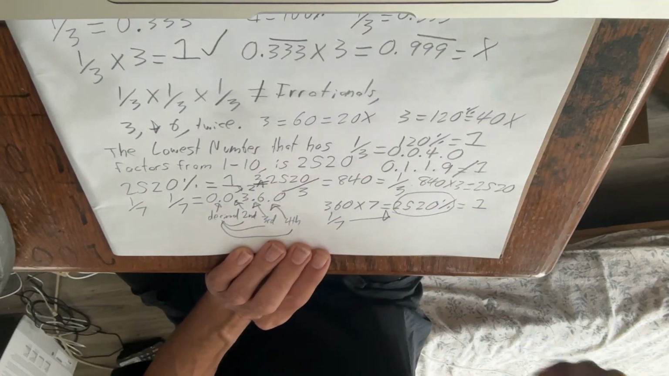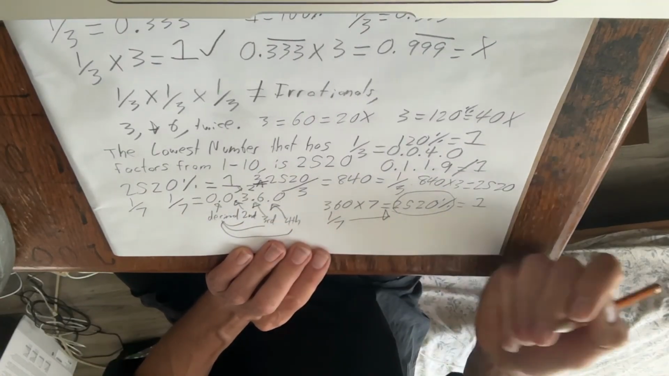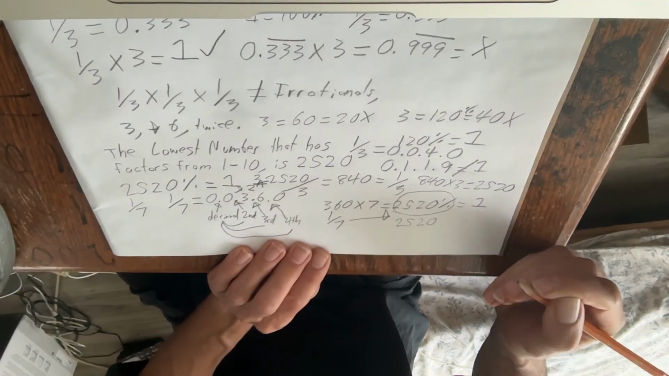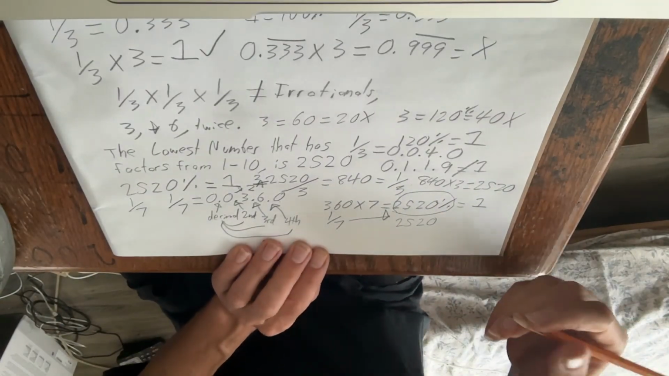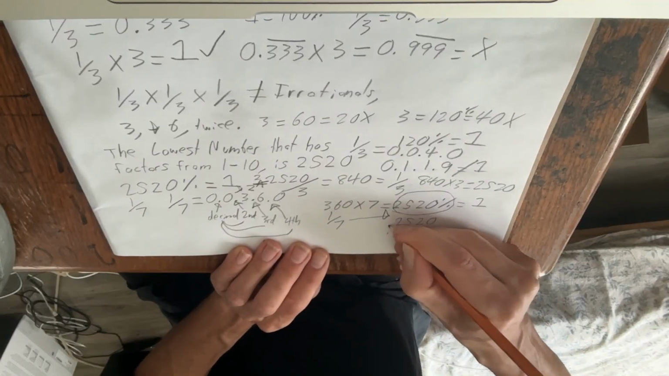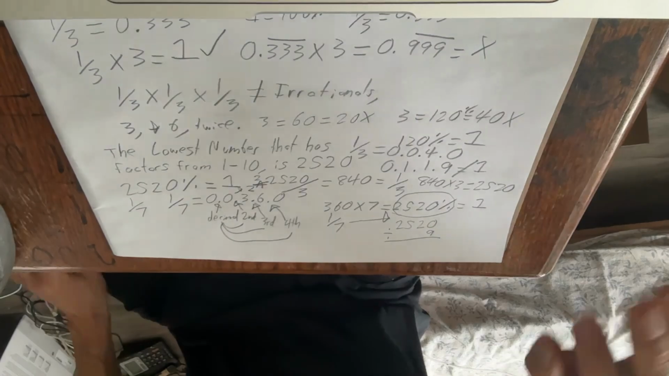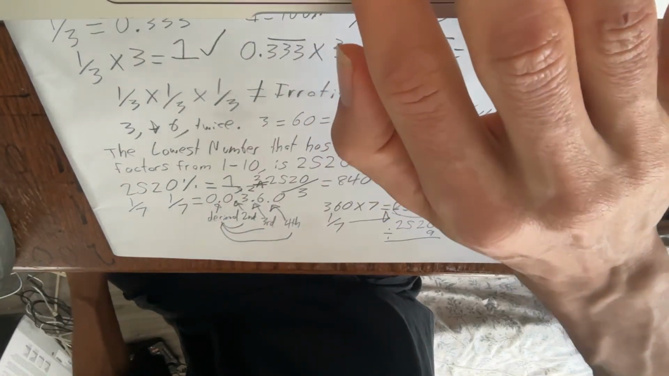Now let's just take 9 for example, right? Well, let's take 2,520. And then let's just say we divided that by 9. Now I'm just going to cheat and use a calculator here.